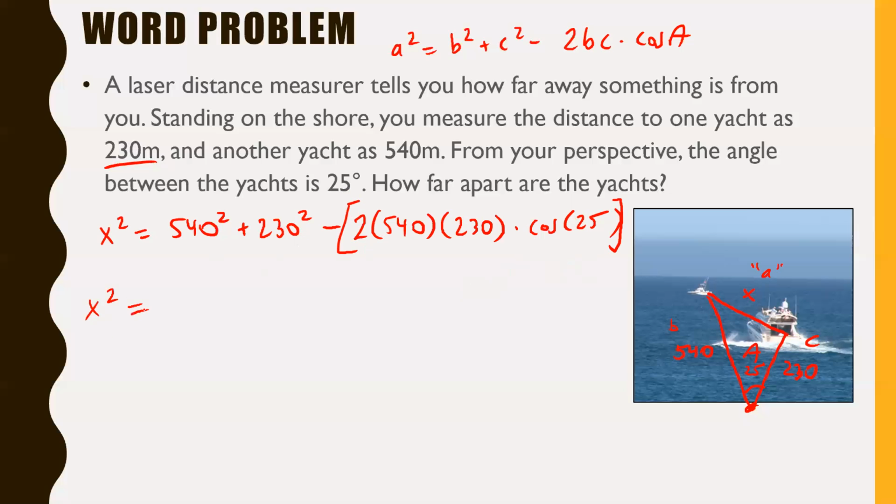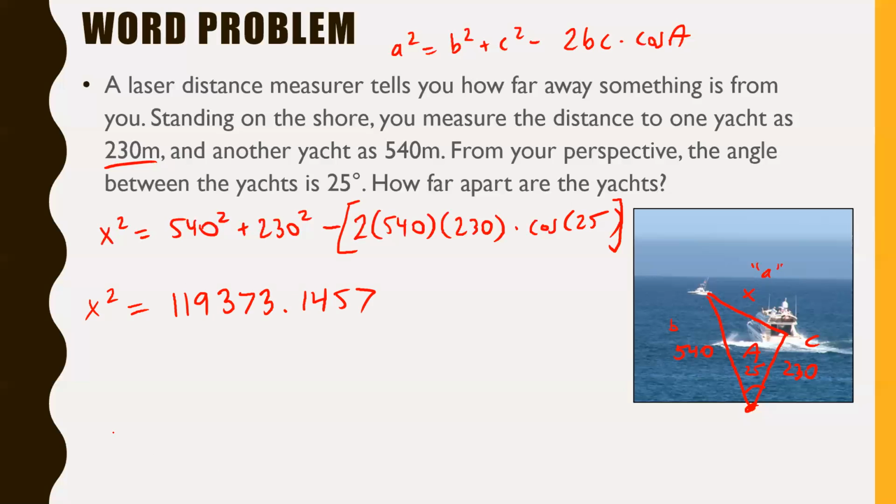So here's what we got. x squared equals, let me throw this in my calculator, 540 squared plus 230 squared minus, and then I'll put brackets around the whole thing, 2 times 540 times 230 times cosine 25. Close all those brackets off. Holy smokes, we get a big number, 119,373.147. Wow, okay, now we just need to square root this, of course.